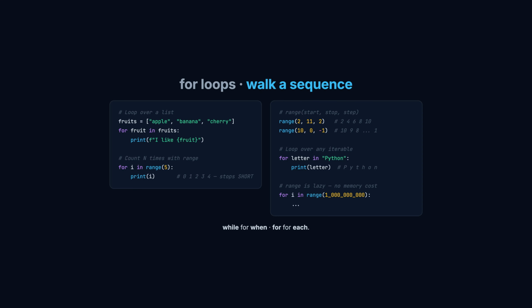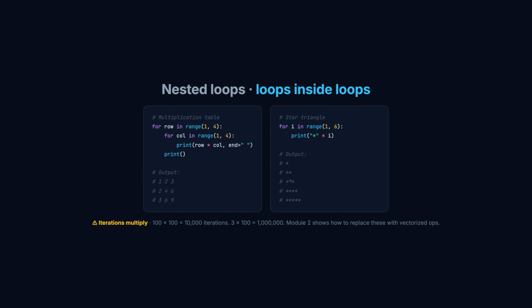Pick the one that matches how you think about the problem. Loops compose. You can put a loop inside another loop and the inner loop runs completely for each step of the outer loop. Classic example: a multiplication table. For row in range(1, 4): for col in range(1, 4): print(row * col).